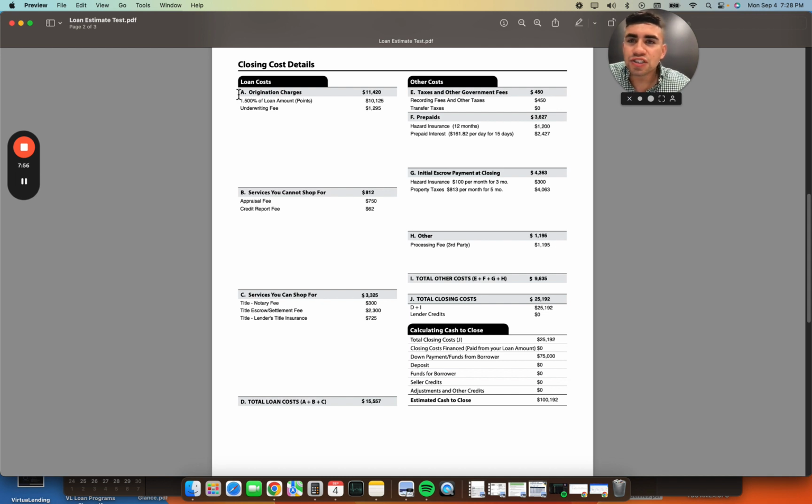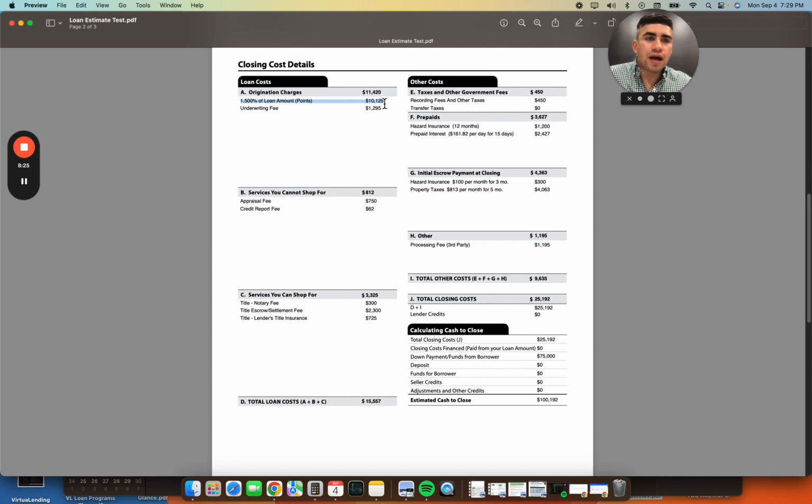Starting off with section A as in alpha, you're going to have your origination charges, okay, and that's totaled at $11,420. You'll see the itemized line amount here and here. That's going to be each fee broken down individually. That way you can see how much each service is costing you. Okay, so right here you have your points. Now this is a very important section, guys, and I want to make sure that it's covered in detail.